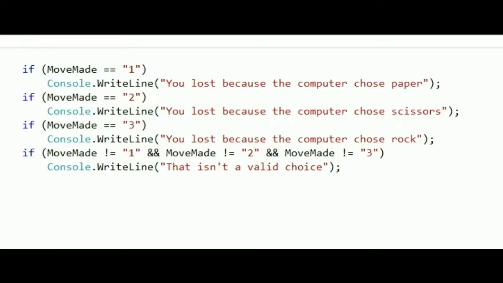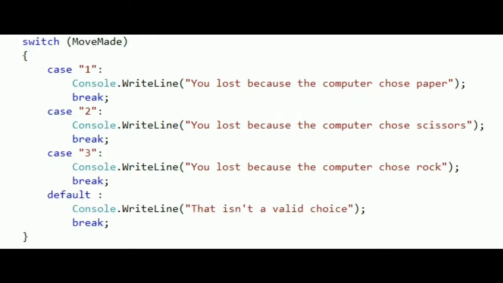Series of if statements. Each if statement has the same variable being checked, move made. The alternative to this is to use the switch statement. In this case, it's looking at move made and only needs to mention move made once here at the top. It's saying, look at move made, and depending on which option they chose, do one of the following things.